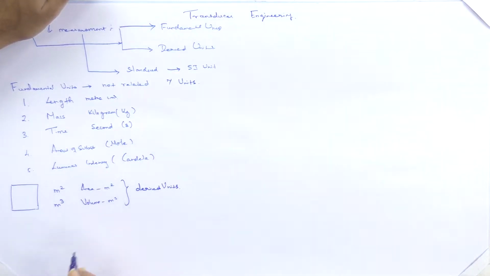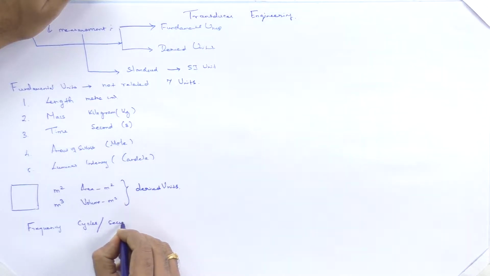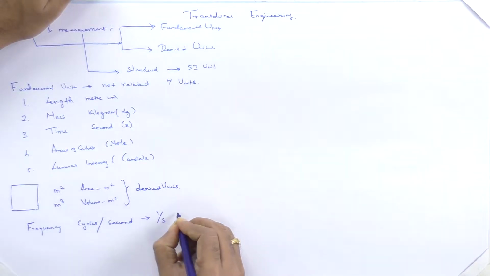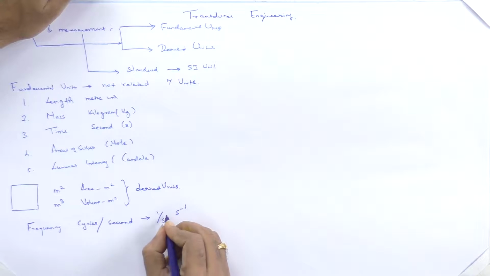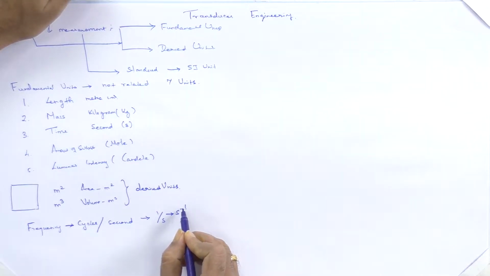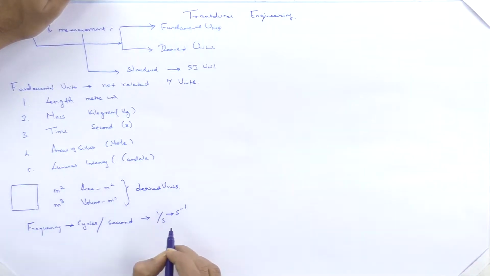Maybe we can take a little bit of the next level of derived units, that is frequency. As everyone knows, what is frequency? It is cycles per second, that is represented as 1 by s. So this is a derived unit. Frequency is represented with the unit of s to the power of -1, the inverse of seconds, and hence we are representing it as a derived unit.